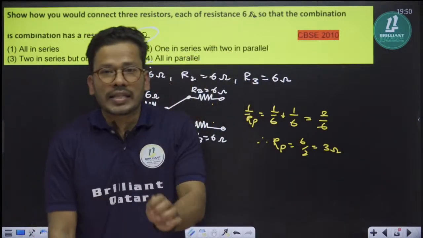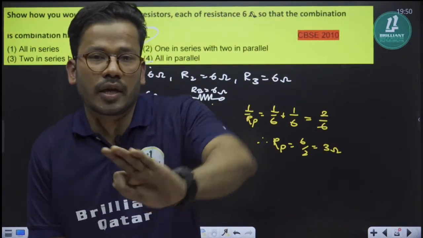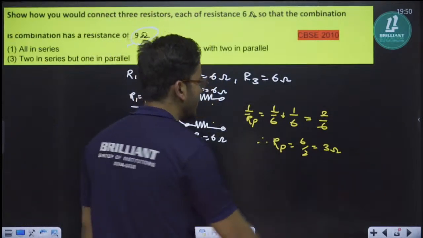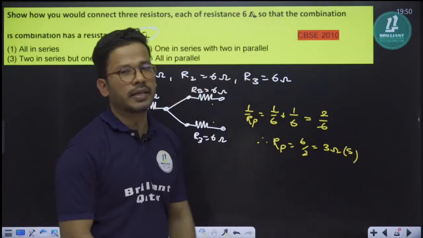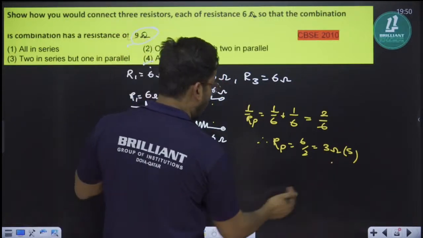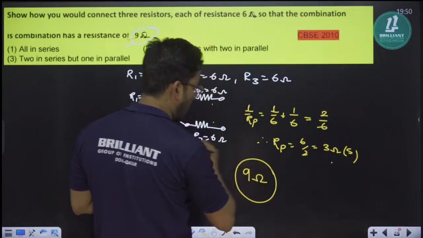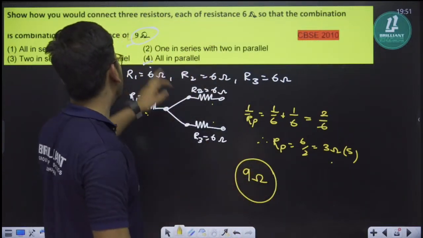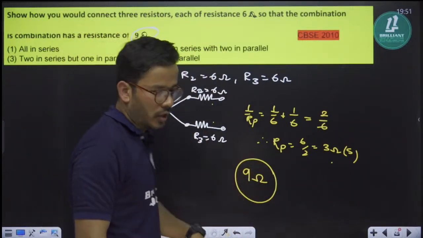And you know, once a parallel is solved, the resultant is always taken in series. We take the resultant in series. So this is series and this is series. 6 plus 3. What is your answer? Your answer is 9 ohm, right? So your answer is 9 ohms. So these 2 are your answer.